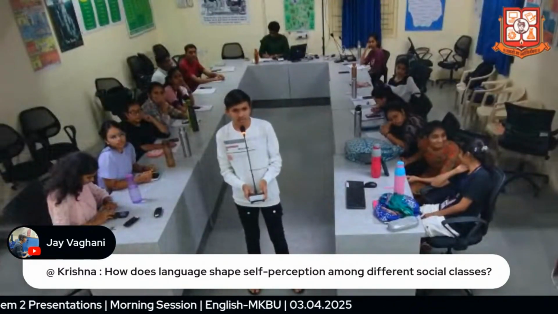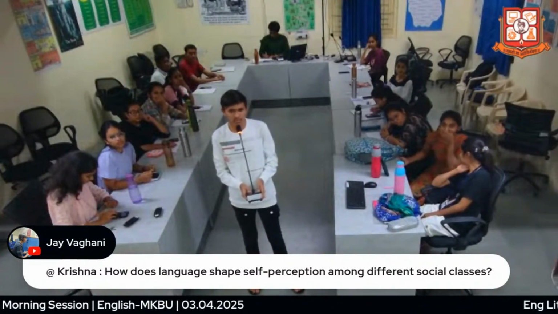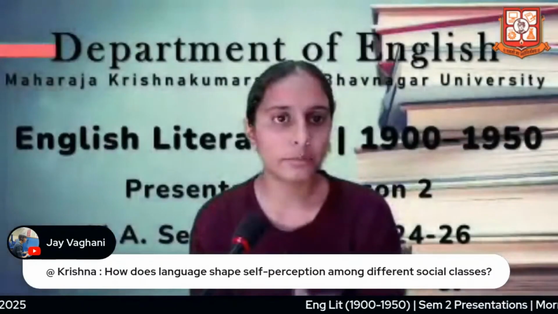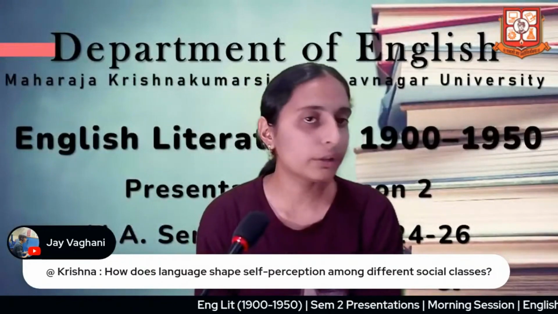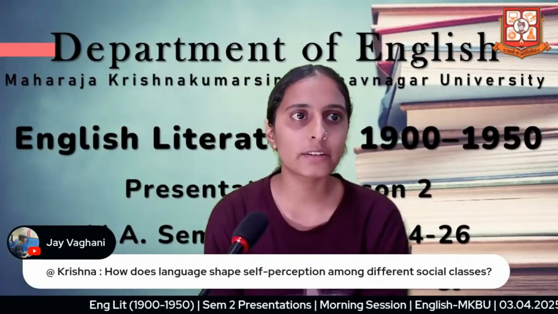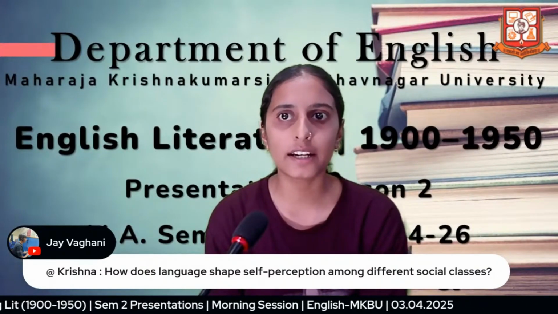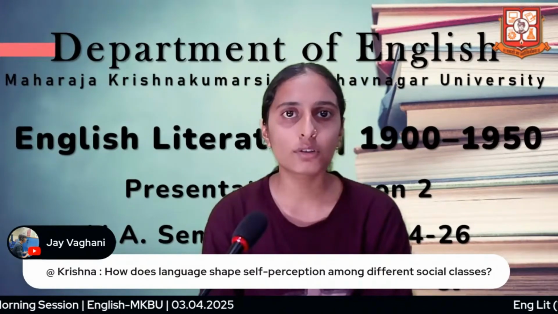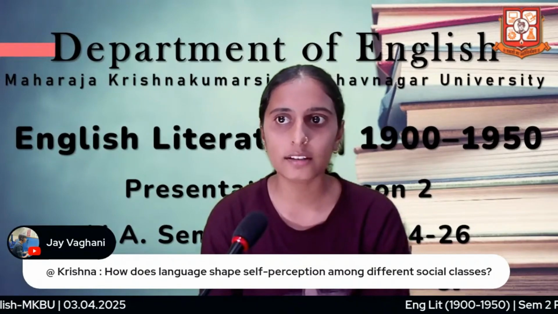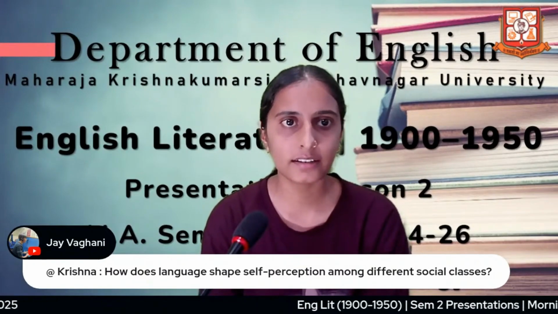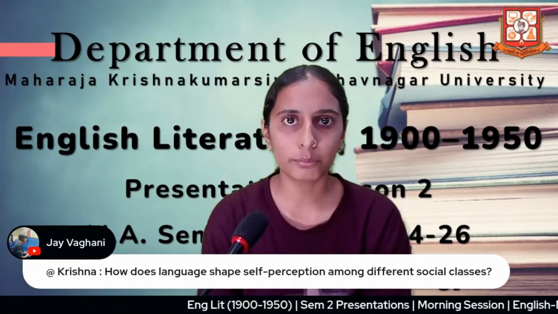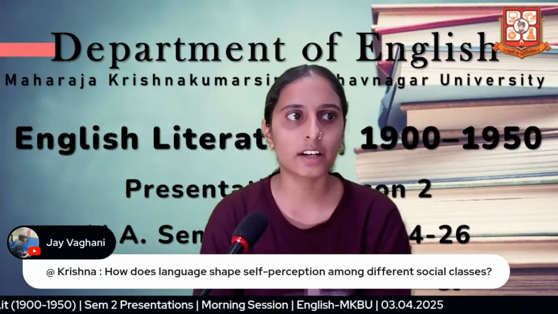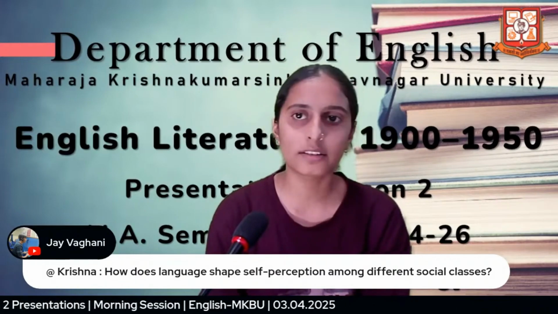My question is, how does language shape self-perceptions along different social classes? So particular language shapes self-perception. For example, Gatsby calls Tom old sport because he wants to show his wealth status, whereas Tom's working class, his working place, his education, etc. So that's how language shapes self-perception.